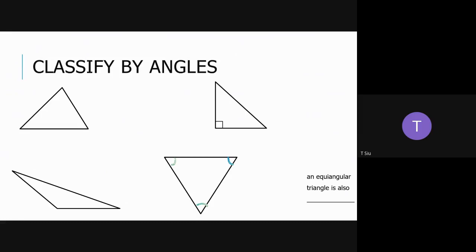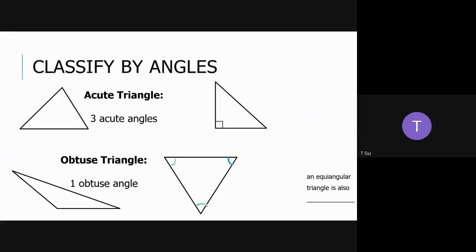If we're going to classify triangles by its angles, there are 4 different names we could use. Looking at the triangle in the top left, I have 3 acute angles. If I have a triangle with 3 acute angles, I can classify it as an acute triangle. On the bottom left, I have a triangle with 1 obtuse angle and 2 acute angles. This is what we classify as an obtuse triangle. It has 1 obtuse angle.